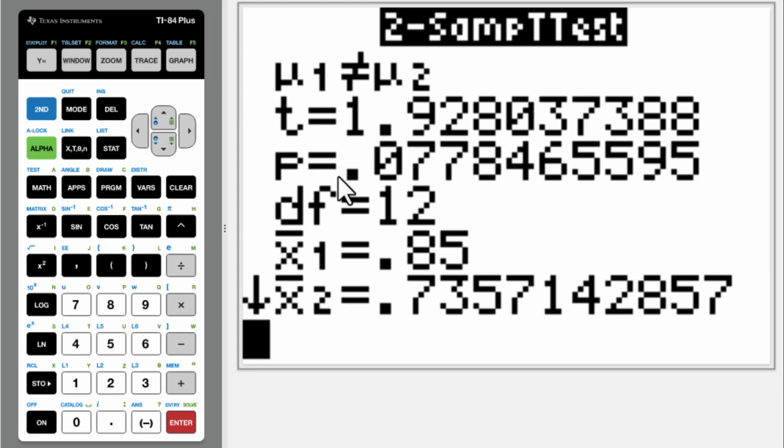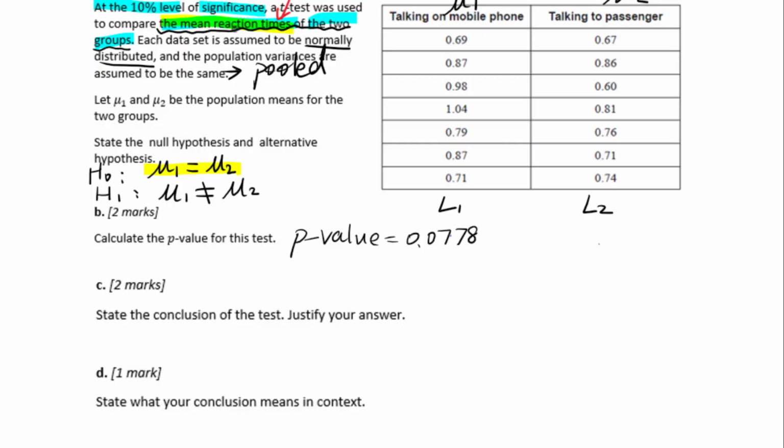P-value equals 0.0778. Let's go to C. State the conclusion of the test. Justify your answer. We will use inequality between p-value and significance level alpha to justify the answer.